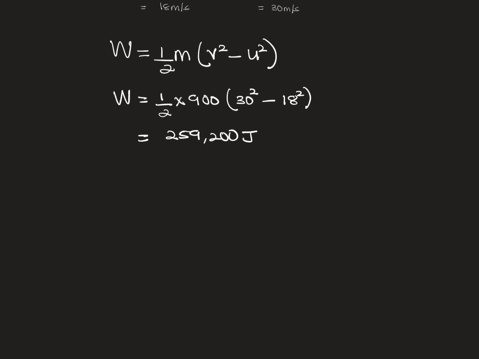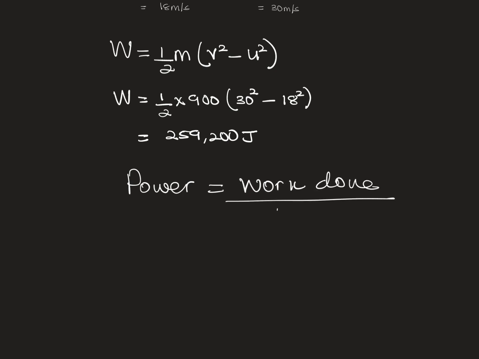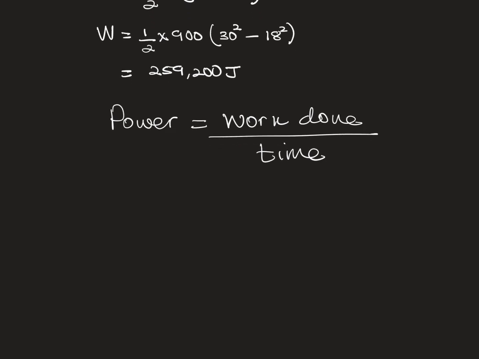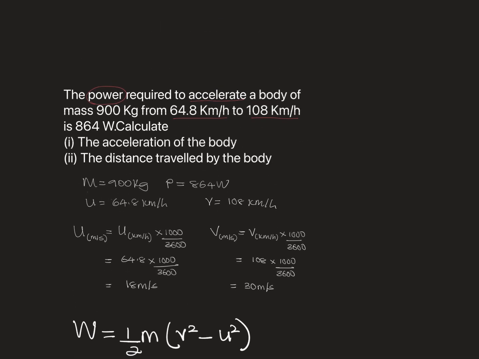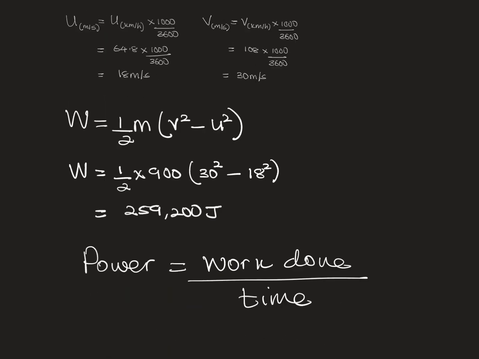Okay, so I know that power is equal to work done divided by time. Power is simply the rate of work done. That's the definition of power. If you are dividing anything by time, you're talking about rate. So power is equal to work done divided by time. In that case, power we already have, it's given in the question. It is 864 watts.